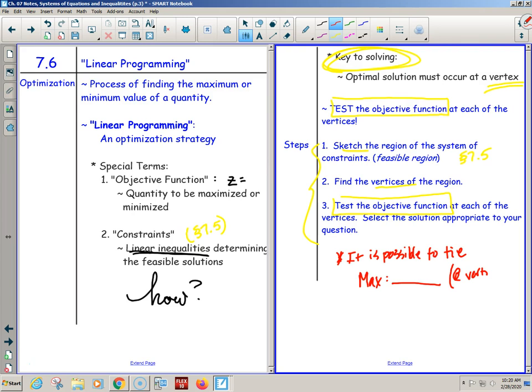Well, I'm saying it's possible to tie. If I'm talking about the ties, I'm talking about multiple vertices. So the max, the certain max, might occur more than one way, but you'll still know the highest that it can go. It meaning the objective, which might be indicative of like profit. One max, but it might be at more than one vertex.